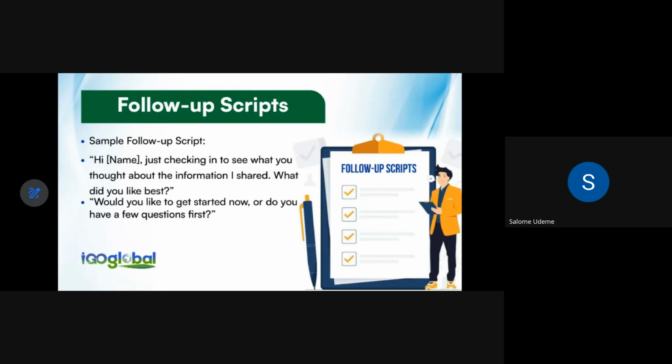When you do this, let's take this illustration. Samuel talked to his cousin David. He watched the 45 seconds video, and David said he was interested, and then all of a sudden David disappeared. A few days later, Samuel followed up using this exact script that I just read out tonight. Hi David, just checking to see what you thought about the info I sent. What did you like best? Would you like to get started or do you have a few questions?